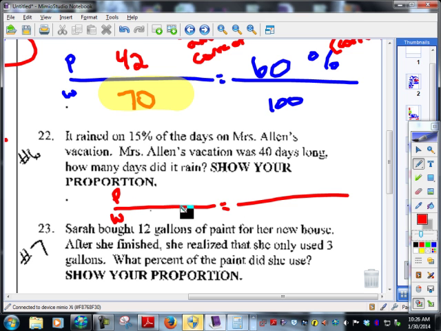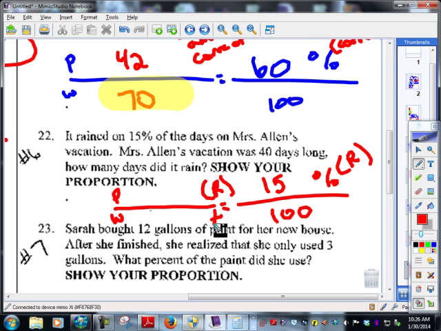Okay, here we go. Part to whole equals percent over 100. It rained on 15% of the days on Mrs. Allen's vacation. What does 15% represent? Bella? The days that it rained. The percent it rained. And then, so this is the actual amount it rained, right? Yeah. So this would be all the vacation. So did it give me the entire vacation or just the amount of days it rained, Anthony? Total. 40 would go there.